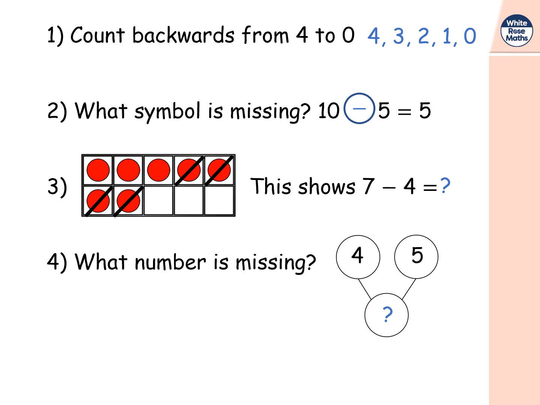Question 3. This 10 frame shows 7 take away 4 is equal to 3. And finally, question 4, what number is missing? Is it the part or the whole? It's the whole, and the answer is 9. Okay, are you ready to learn?